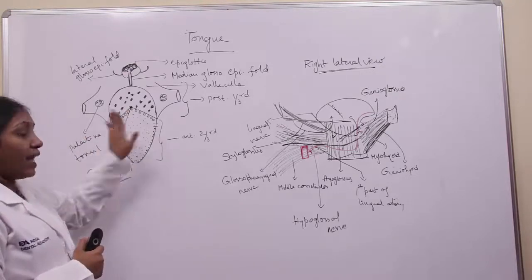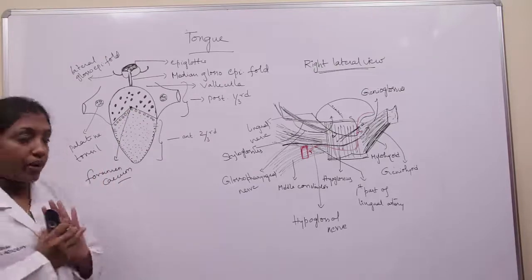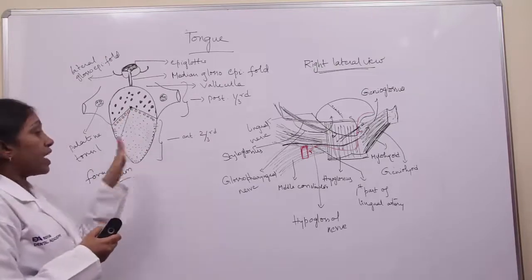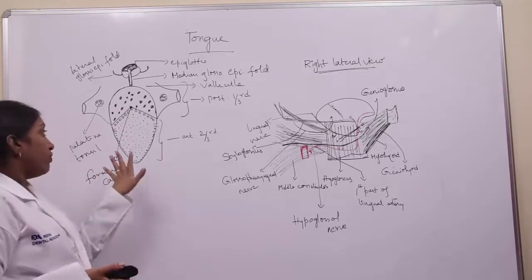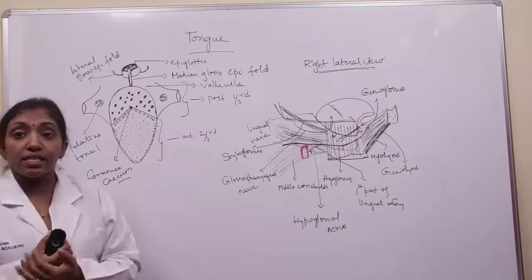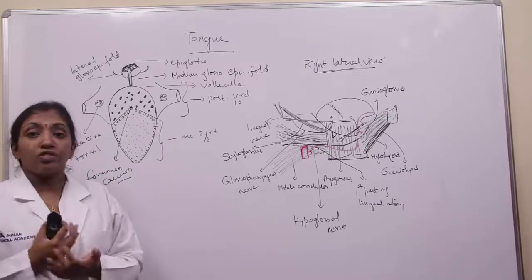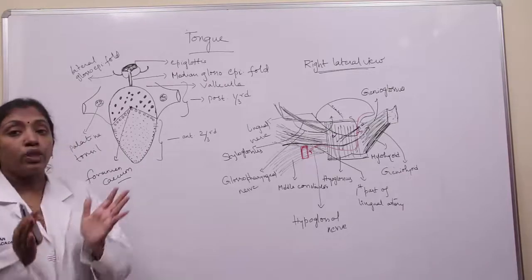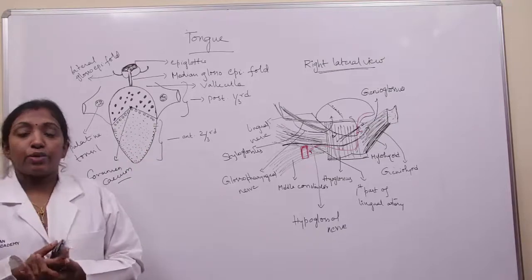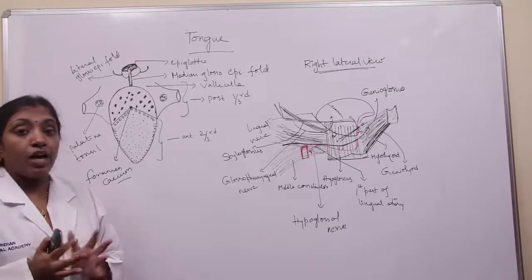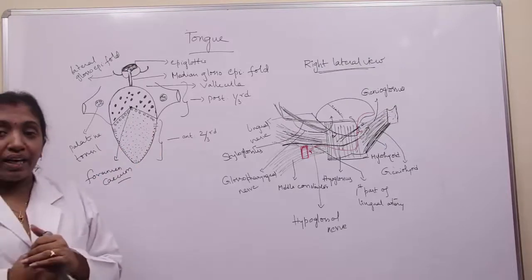Okay, so the anterior two-thirds of the tongue is covered by mucous membrane and it is adherent to the muscle layer by lamina propria. And we can see numerous papillae in the anterior two-thirds of the tongue. These papillae are nothing but the projections of the lamina propria into the epithelium. There are four varieties of papillae.